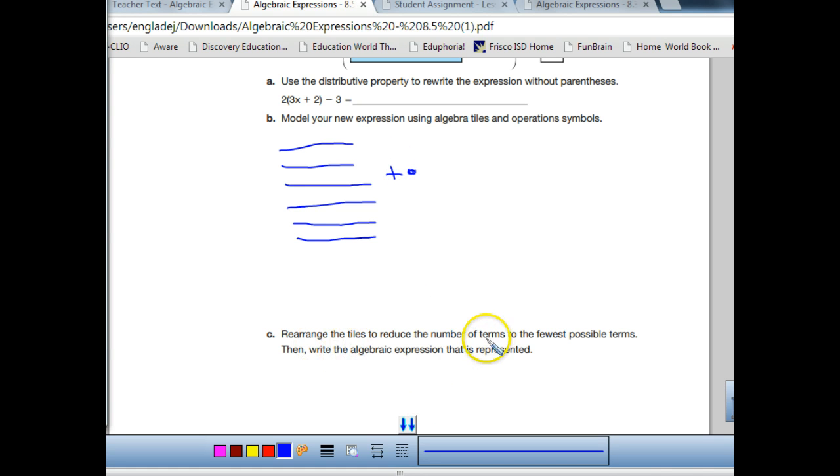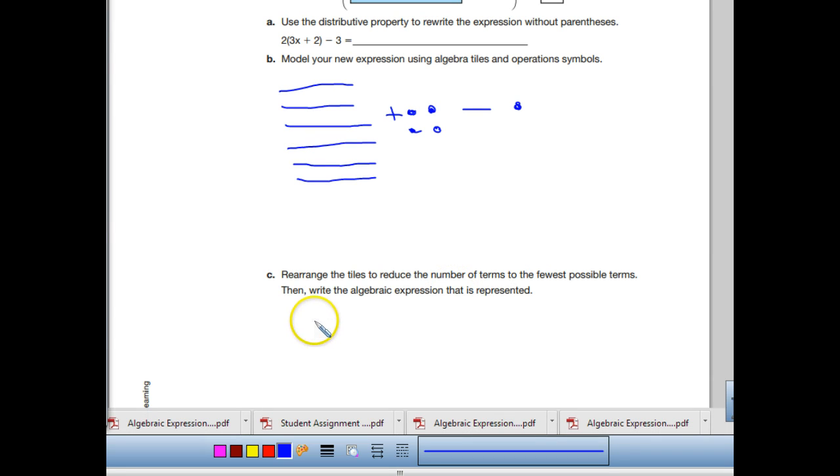It says rearrange the tiles to reduce the number of terms to the fewest possible terms. Then rewrite the algebraic expression that is represented. I think this is what they wanted me to do. They wanted me to show 6x plus 4 minus 1. That's what they wanted us to do, because now they want us to reduce the number of terms. So this is where the algebraic expression would be, sorry, not 5x, 6x, and then this 4 minus 1 is plus 3. Okay, so 6x plus 3.